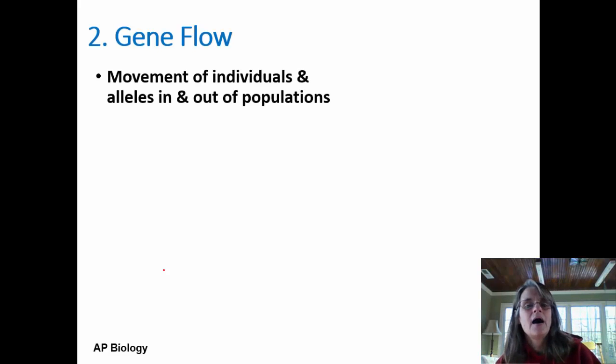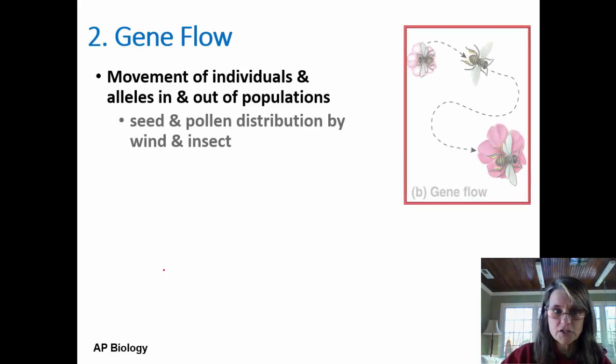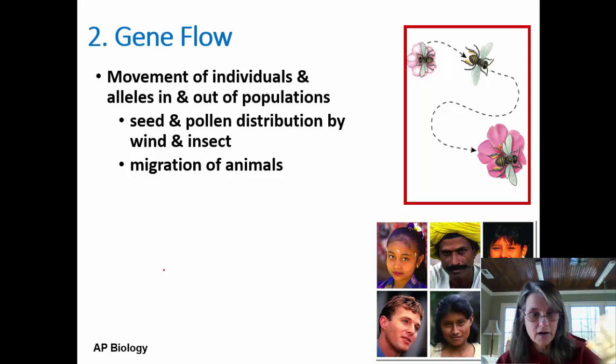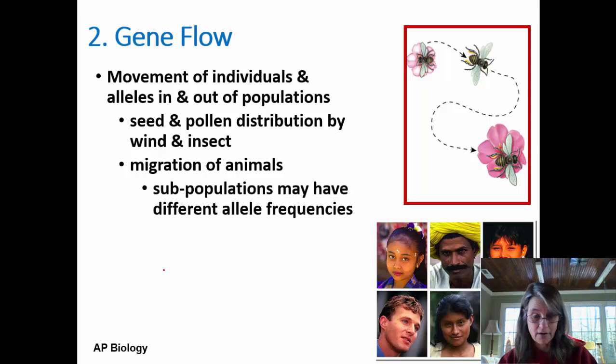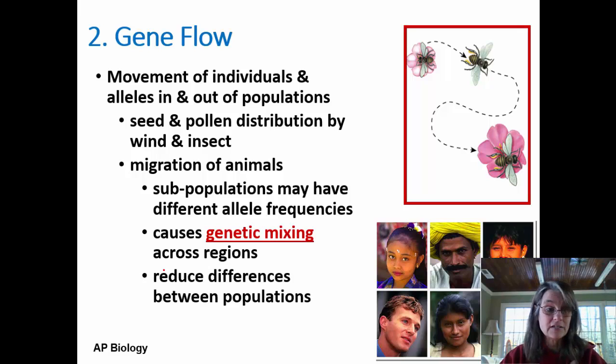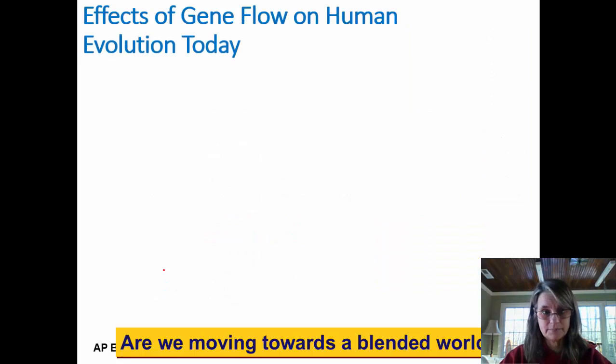Gene flow is, of course, when individuals are allowed to move freely in and out of populations, as they will often do. For example, winds and insects distribute seeds and pollen in an environment between populations. Animals migrate. They don't just stay in one place, or at least they very often do not. Little subpopulations of organisms can have different allele frequencies, and if they are allowed to move freely back and forth, then that genetic mixing across regions can cause differences in allele frequencies and so on.